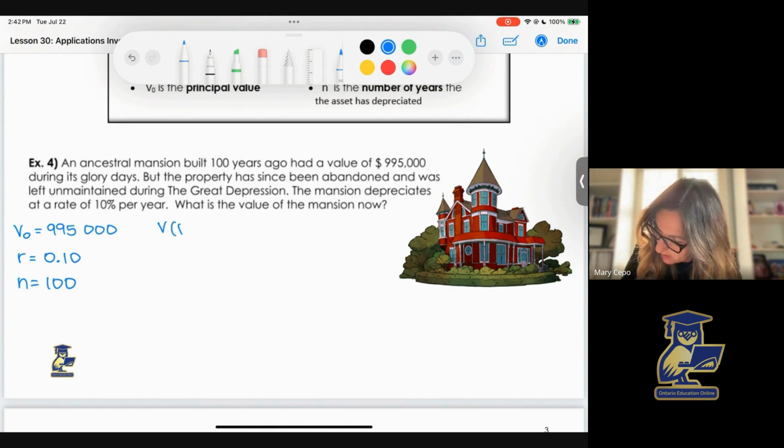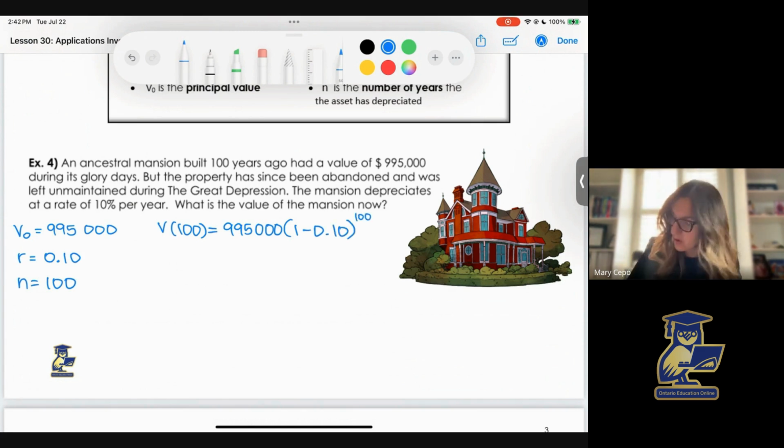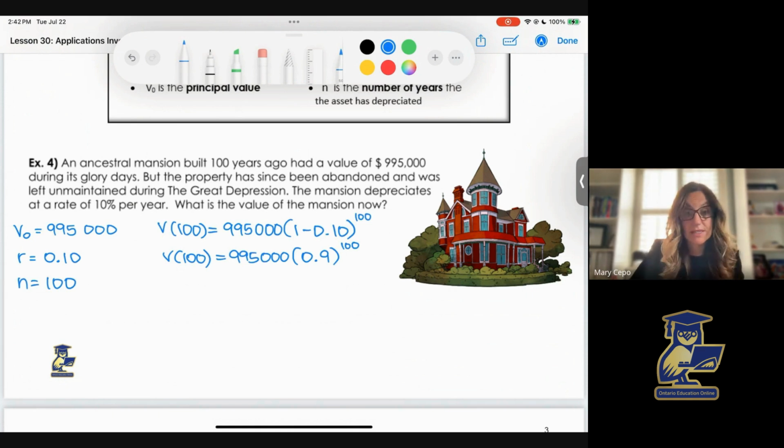So V at 100 is going to equal the initial amount, 995,000, times 1 minus 0.10, all to the exponent of 100. That's very critical. Again, always following BEDMAS. So that makes sense. Each year, if you're losing 10% each year, you're left with 90% of the initial amount. Now, 0.9 to the exponent of 100. Let's calculate that quickly.